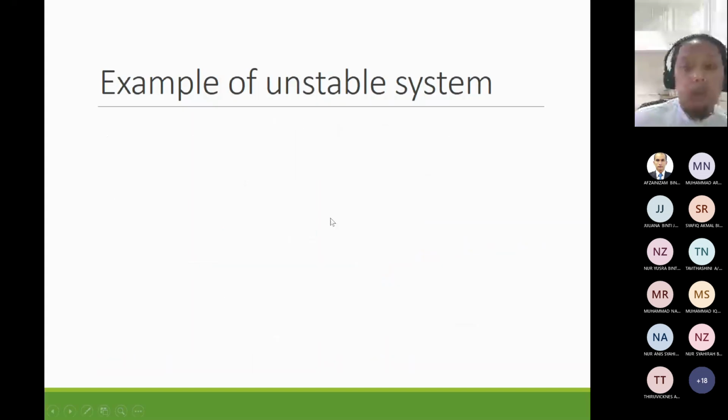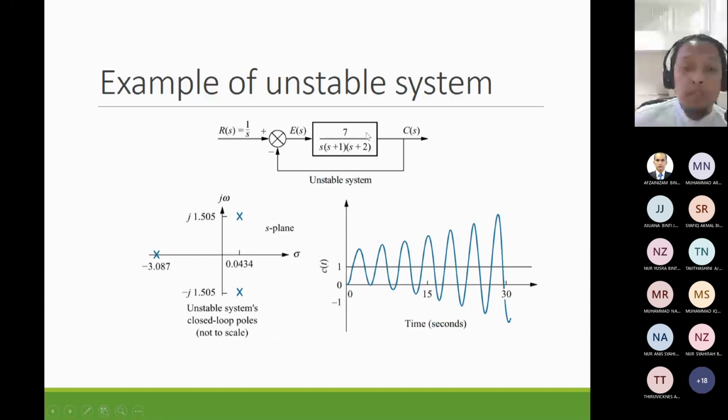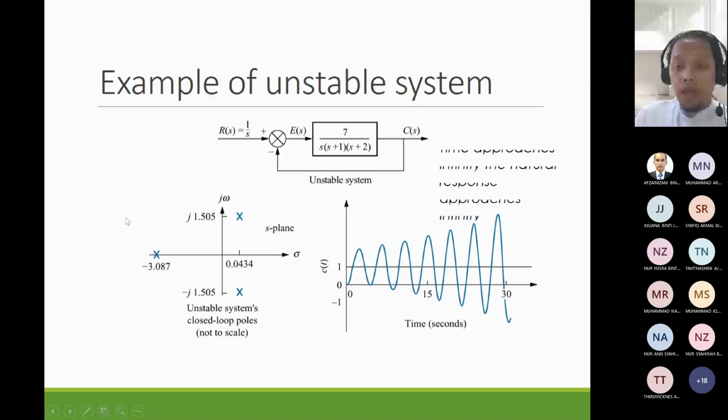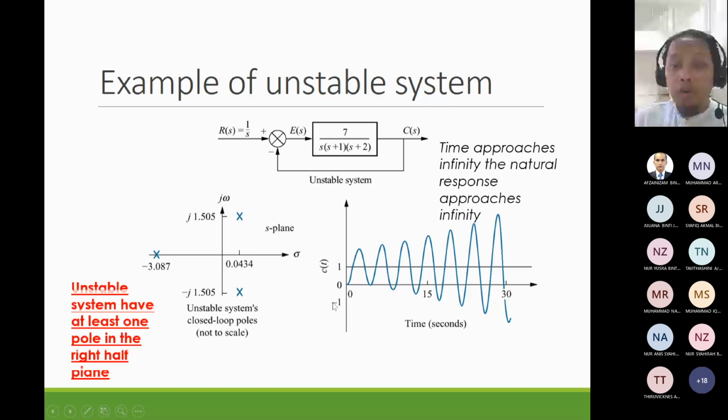Let's look at an example of an unstable system. Say you have this transfer function, and then you simplify the block diagram and plot the poles on the S-plane. Then you plot the time response. If you look at this time response, it increases to infinity as the time approaches infinity. So as time approaches infinity, the natural response also approaches infinity. So in this case, the system is unstable.